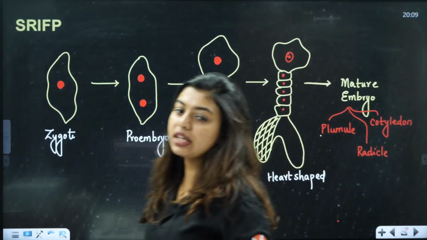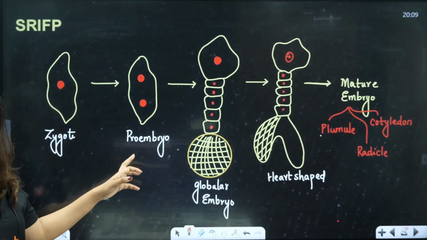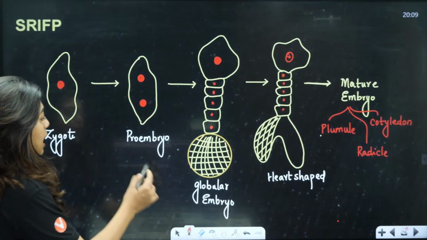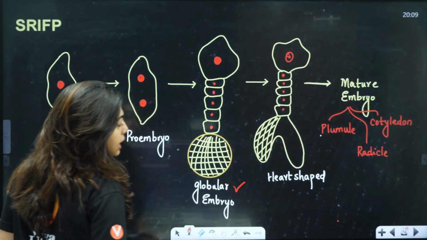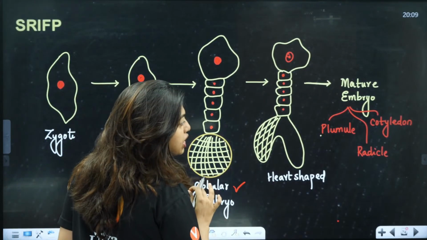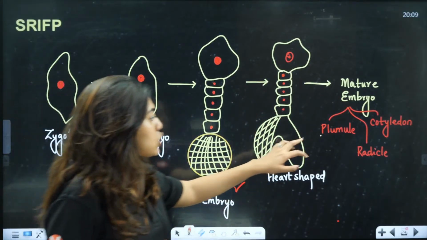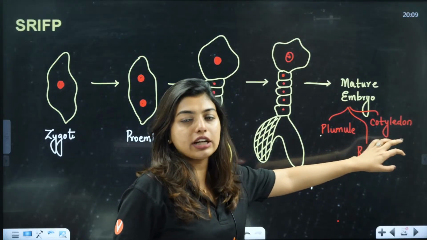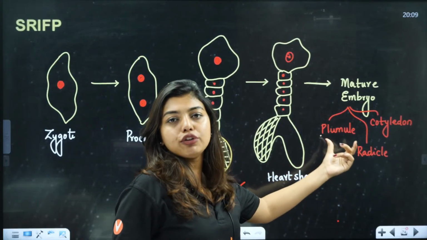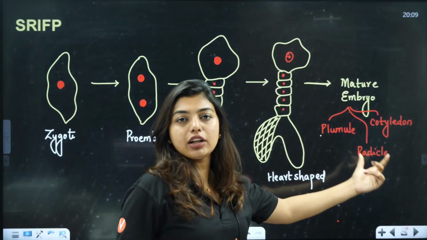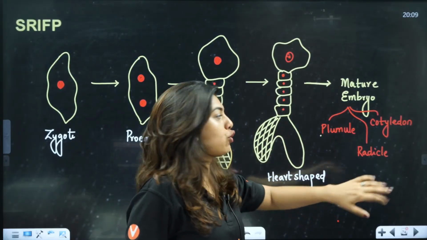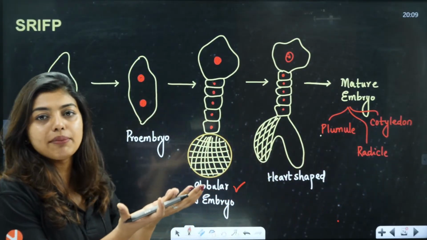How does the zygote develop? The zygote will form the pro-embryo. Then from there we form the globular embryo. From the globular embryo, the heart-shaped embryo will ultimately form a mature embryo which will have a plumule, radicle and cotyledons. Plumule is the one that is going to form the shoot, radicle is the one that will form the root, R for radicle, R for root. Cotyledons are the food reserve materials.